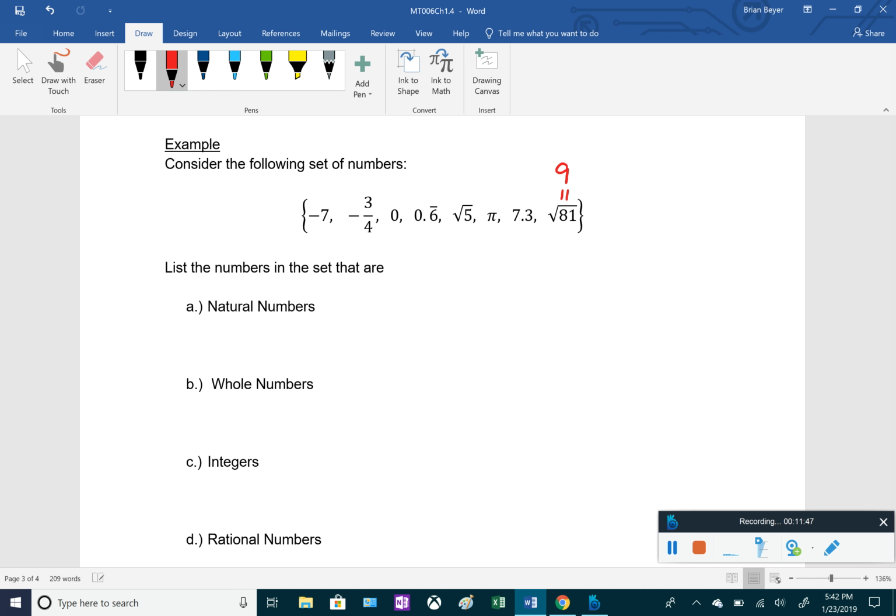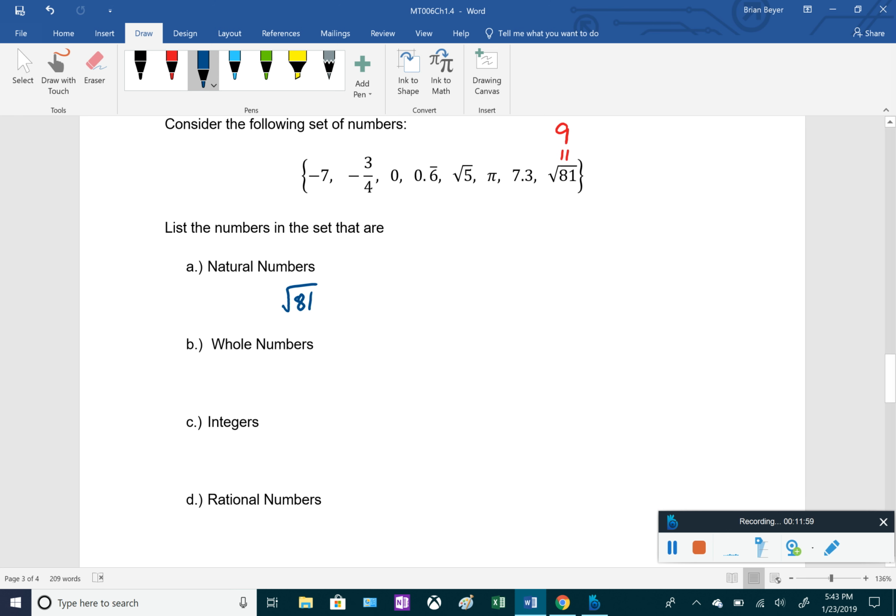So since that equals 9, 9 is a natural number. So that means radical 81 is also a natural number. So next for the whole numbers. We already know that radical 81 is also going to be a whole number, because natural numbers are a subset of whole numbers.